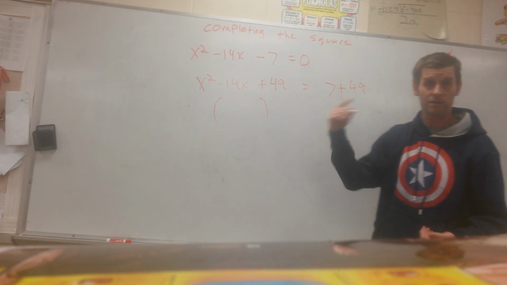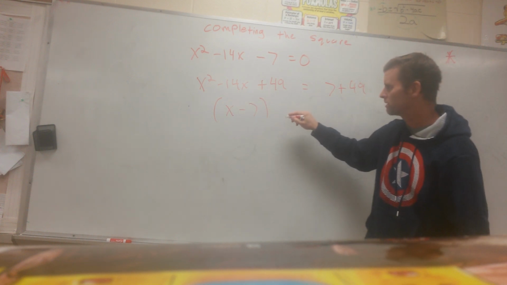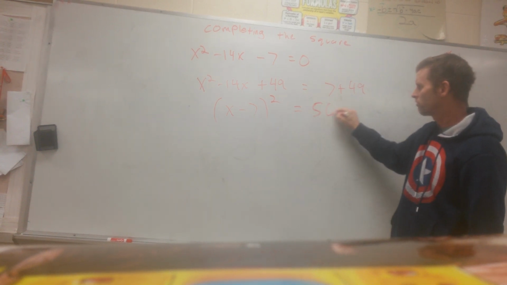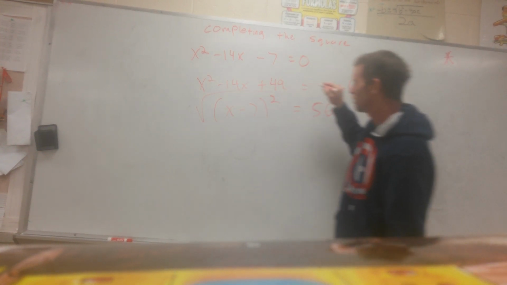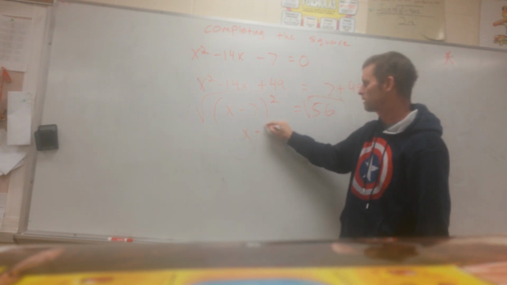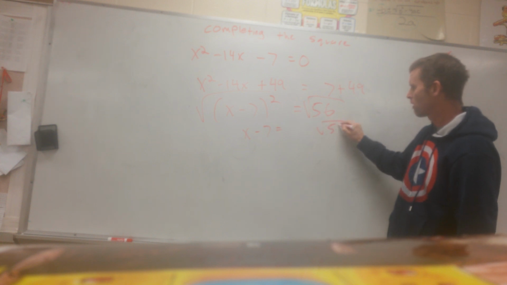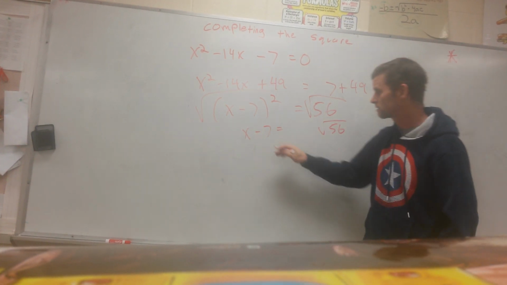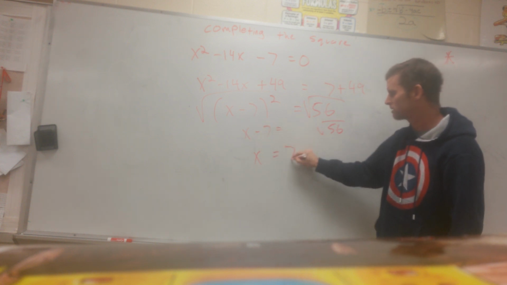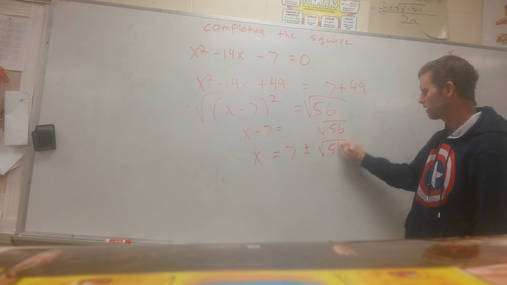This time, my square of binomial has a negative term, x minus 7 times x minus 7, or x minus 7 squared, equals 56. Square root, x minus 7 equals the square root of 56. I'll go ahead and rewrite it. x equals positive 7 plus or minus the square root of 56.